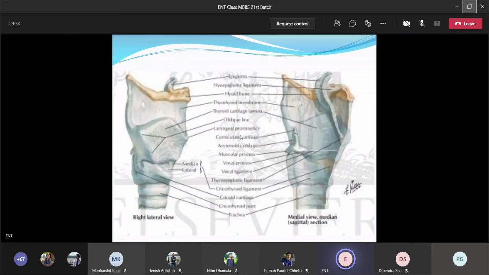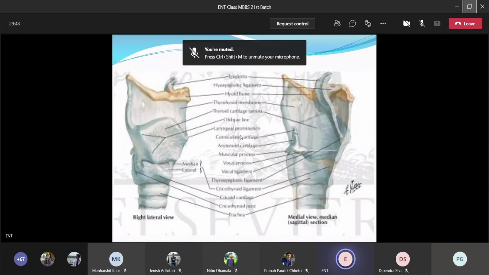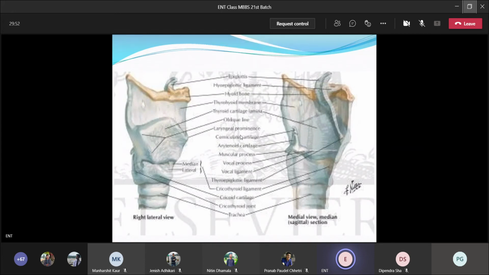Look at the diagram. This is the right lateral view of the larynx. Another diagram is a medial view of a sagittal section, showing the hyoid structure and epiglottis down to the trachea.